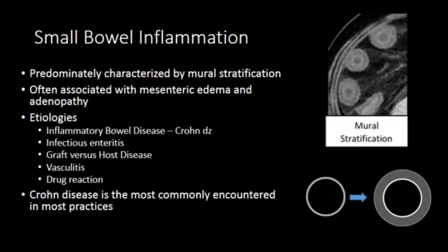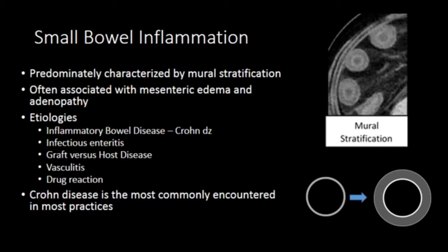So let's start talking about small bowel inflammation in general. Small bowel inflammation is typically characterized by a pattern of mural stratification. The mural stratification that results in wall thickening of the bowel often has some associated stranding or edema within the mesentery and may also see adenopathy within the distribution of the inflammation.